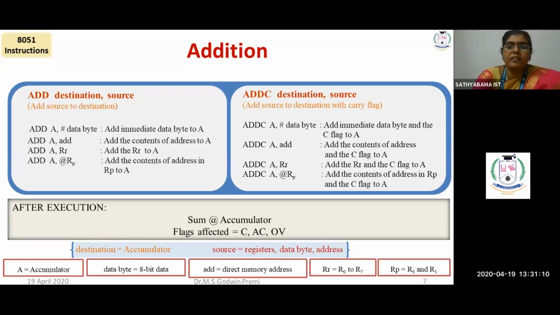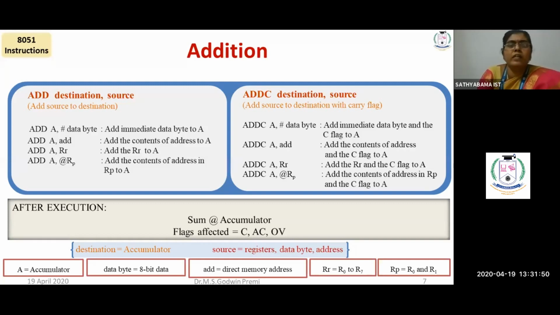So if we are using @Ri, that means we have to use either R0 or R1. The @ indicates that R0 or R1 holds a value that is the address. For example, ADD A, @R0, where R0 is having 40. Then ADD A, @R0 indicates that R0 is having 40, and 40 is the address. The content of address 40 will be added with the accumulator content and the result will be stored. So @ indicates the indirect way of addressing.